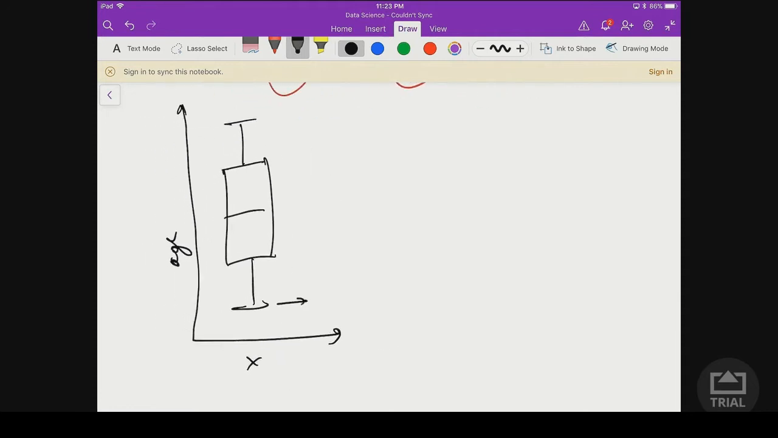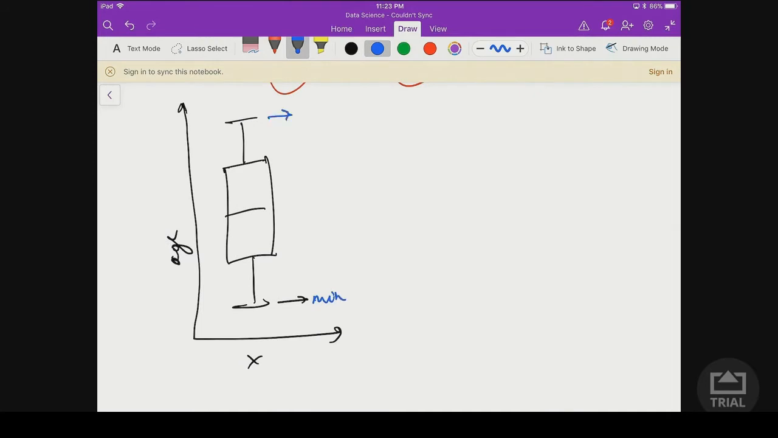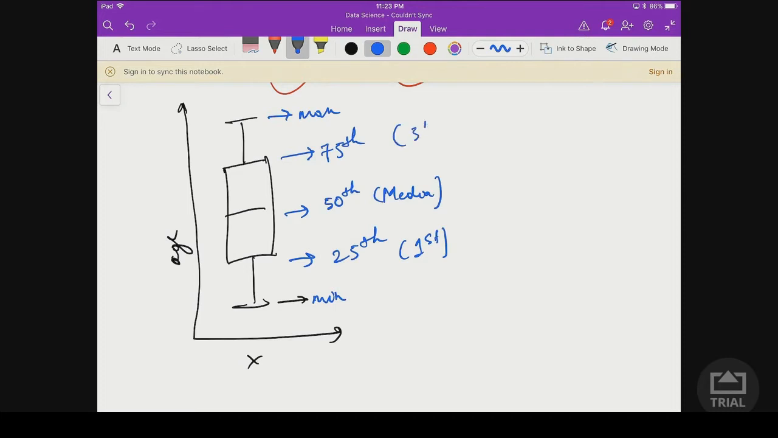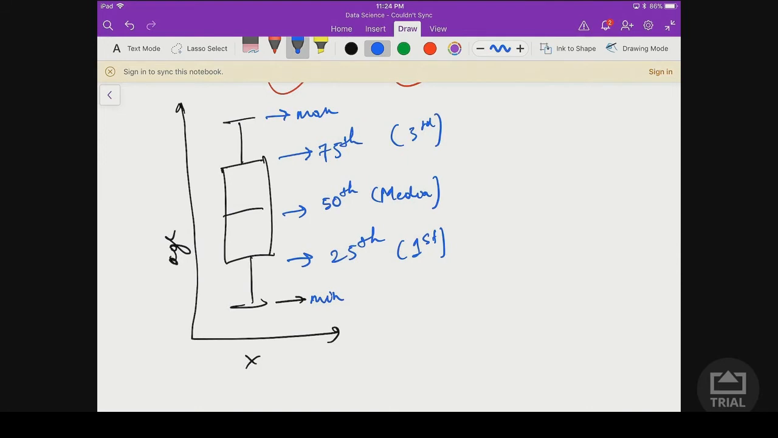Now these numbers at different points will indicate different values. This would correspond to the minimum value. This would correspond to the maximum value. This would be the 50th percentile or the median. This would be the 75th percentile or the third quartile, and this would be the 25th percentile or the first quartile. So first quartile, third quartile, median, minimum, and maximum.